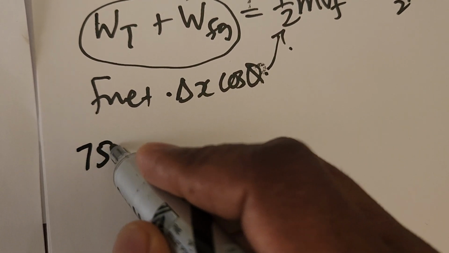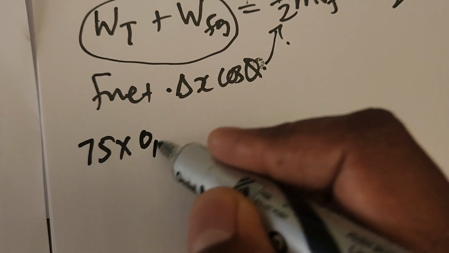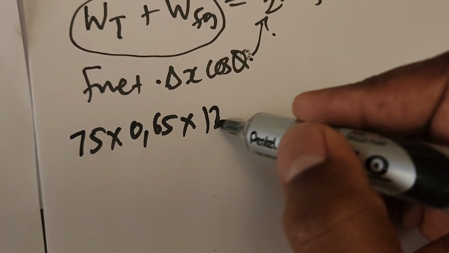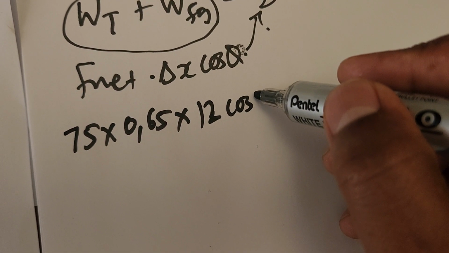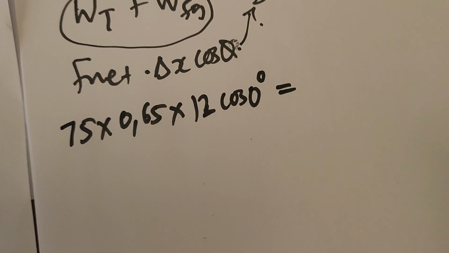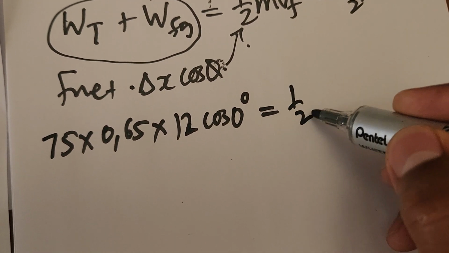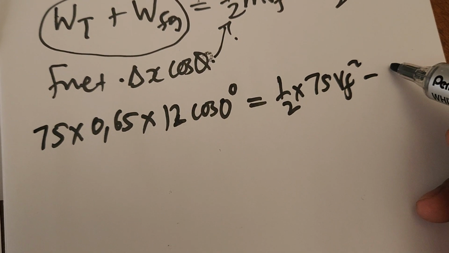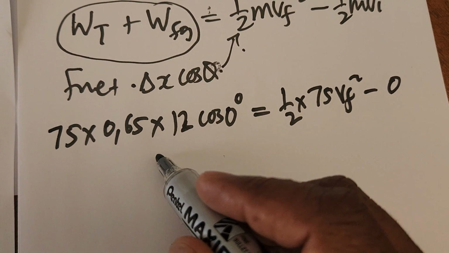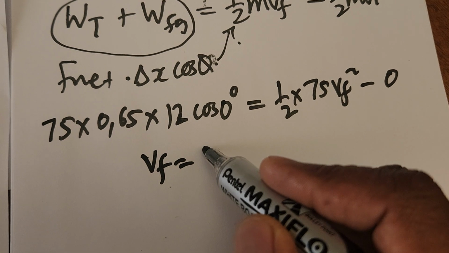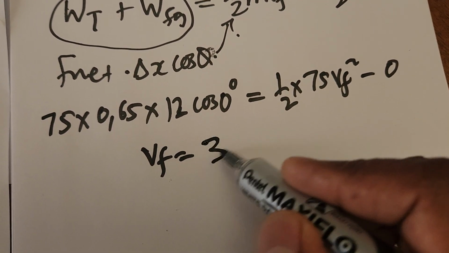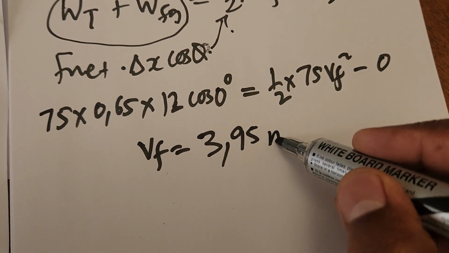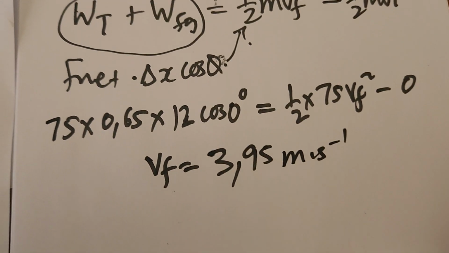Mass of the whole thing is 75 multiplied by 0.65, and delta x is 12, and the F net is doing positive work anyway, then it will be 0 for the initial. Then the final will be half of 75 multiplied by vf squared, and the initial, because it started from 0, we make 0. When you calculate here, use your calculator, you will find the answer to be around 3.95 meters per second. Remember, this is one option.